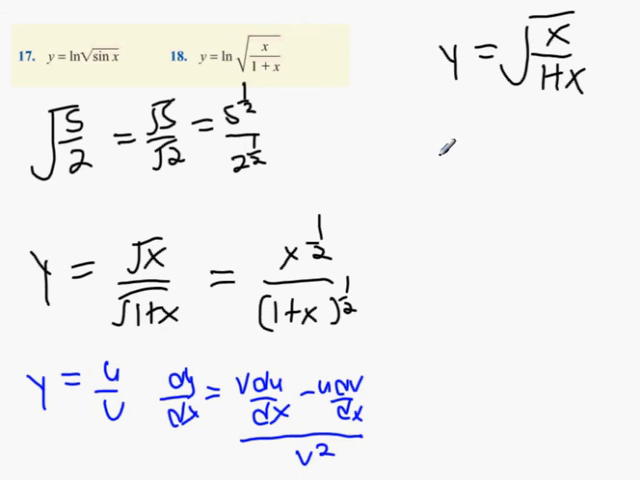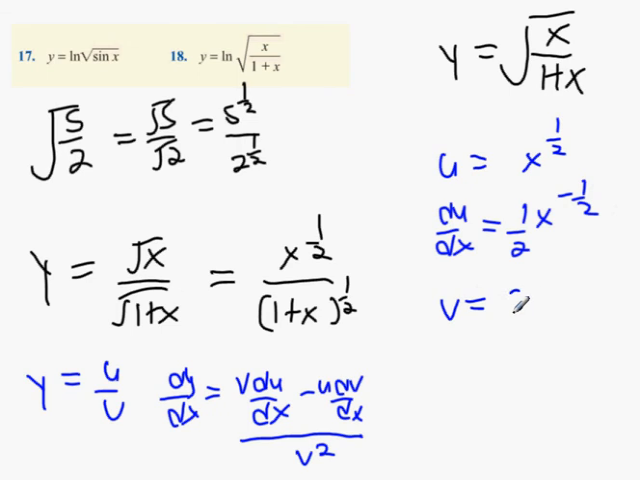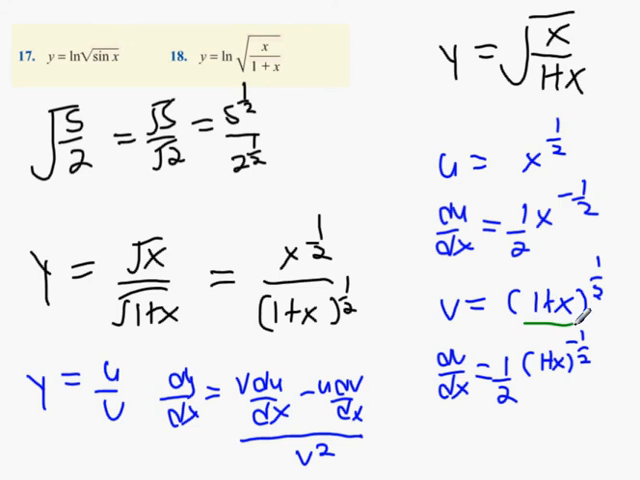Okay, now u equals x to the power of a half. When you differentiate, you bring the power to the front and you take 1 away from the power. Everybody happy with that? Yeah. Next one, v equals 1 plus x to the power of a half. Same deal. Bring the power to the front, which is a half, and take 1 away from the power: 1 plus x to the power minus a half. Differentiate what's in the bracket? 1. So we don't have to put it in.